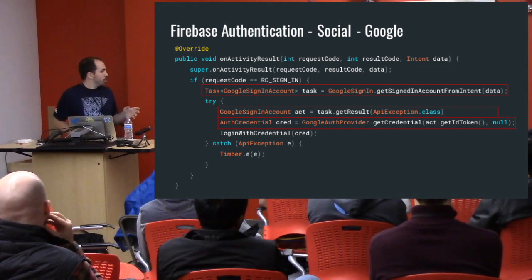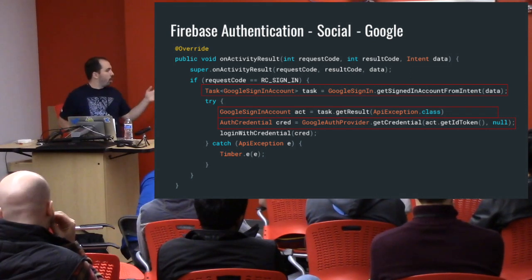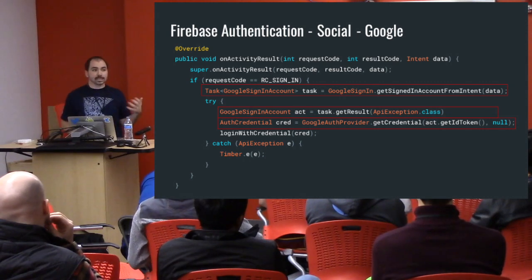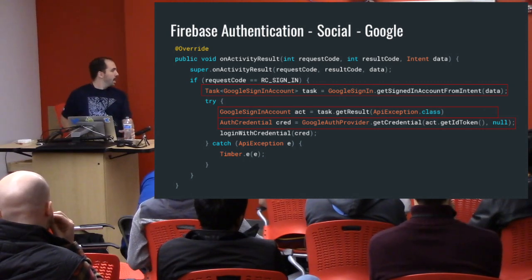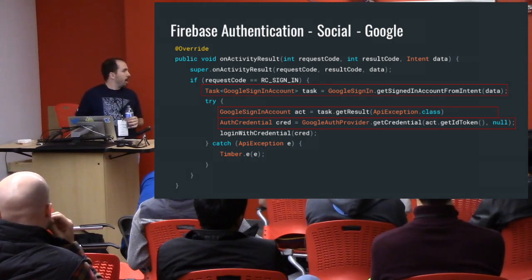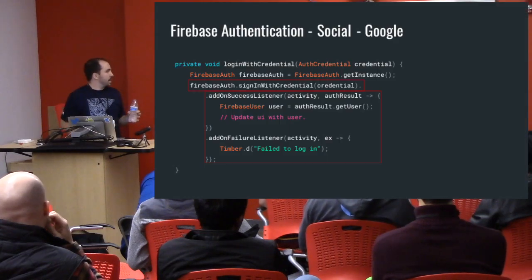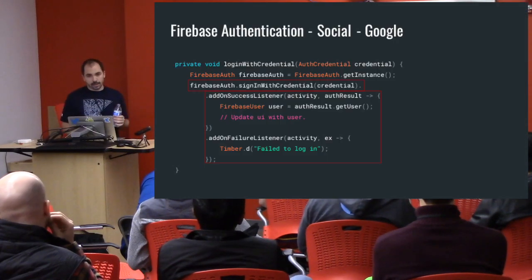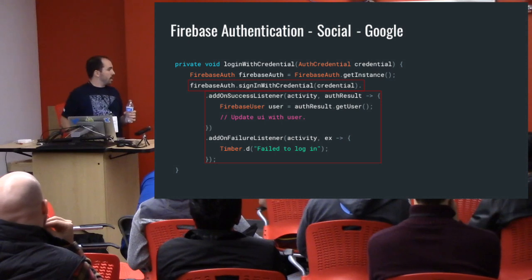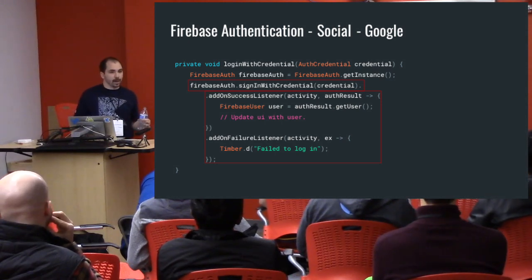So now you're going to take that object and pass it to the Firebase APIs with this Google auth provider get credential, passing in the token that you receive from the account. And you'll get this auth credential object, which you can then use to log the user in. That's done by calling the sign in with credential method. And just like before, the methods are essentially identical to when you sign in with an email, so you can reuse the code there as well.